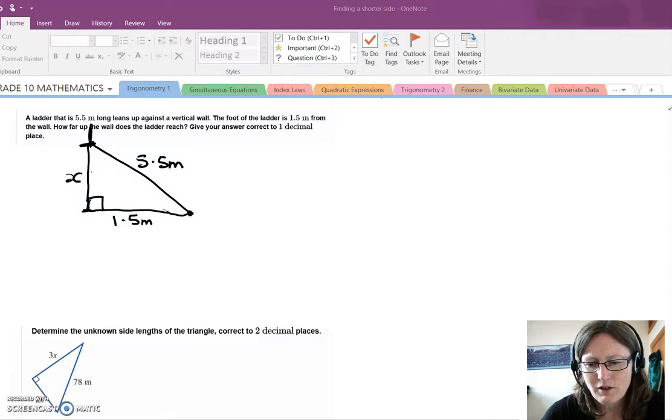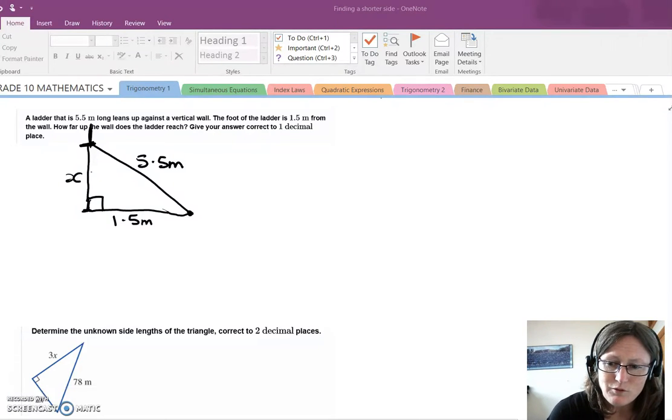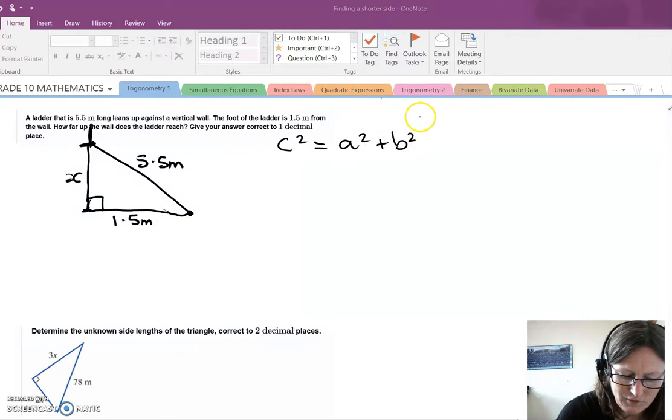Once you've drawn the picture, I always recommend reading over the sentence again and just checking that you've got your picture correct, the diagram correct. If that is not correct, you are not going to be able to then get the sum right. So we have 2 sides and we're wanting to find the third side. It's a right angle triangle, so it's Pythagoras' theorem. C squared is equal to a squared plus b squared. Always write that down as your first step.